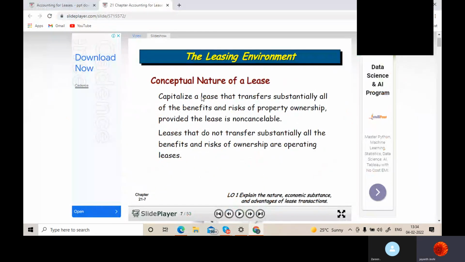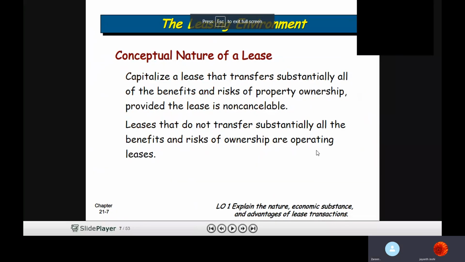Conceptual nature of lease: capitalize a lease that transfers substantially all of the benefit and risk of property ownership, provided the lease is non-cancelable. Is this nothing but the finance lease? What did I say about finance lease or capital lease? In case of finance lease, all the risk and reward related to property is transferred to whom? Lessee, correct? Yes, sir.